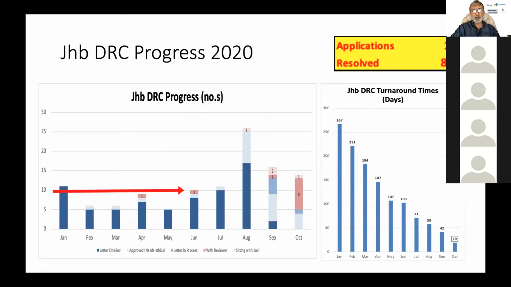We are getting a larger number of people applying on that basis, where we've said, apply to us concurrently, and we will give you a provisional approval. A number of people are using that opportunity, which fast tracks the whole process, because we do it at the same time that the ethics committee is busy with it. Right now we're down to 19 days as a turnaround time to provide you a letter. I think that's even better than the ethics committees at the moment. So I hope that gives you some idea of where we're going.